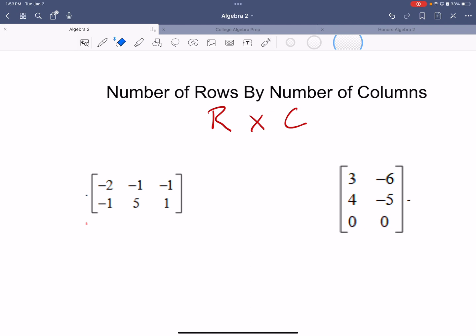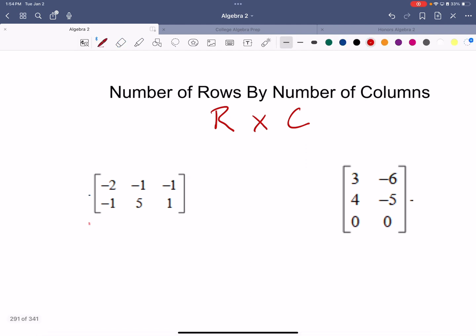Okay. So, when we name this, we name it by the number of rows by the number of columns. So in this first one, how many rows does it have? 2. So we say it has 2 rows by how many columns? 3. So we call that matrix a 2 by 3 matrix. That's the dimensions of it. It's 2 by 3. So anytime you're asked what are the dimensions of the matrix, it's the number of rows by the number of columns. Rows by columns. Columns go this way. Rows go this way.